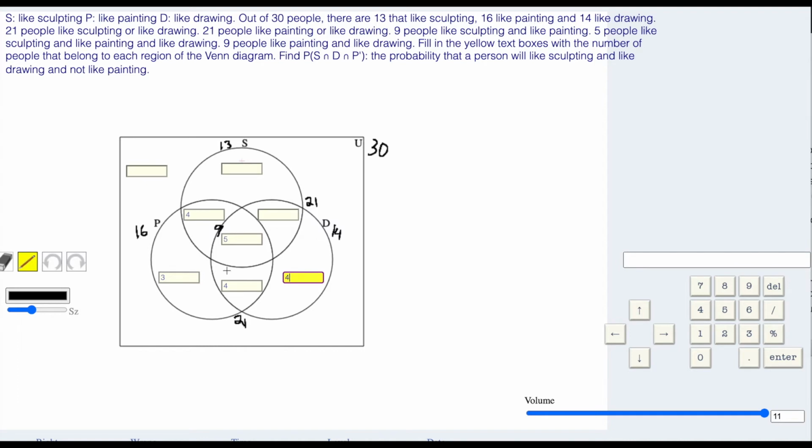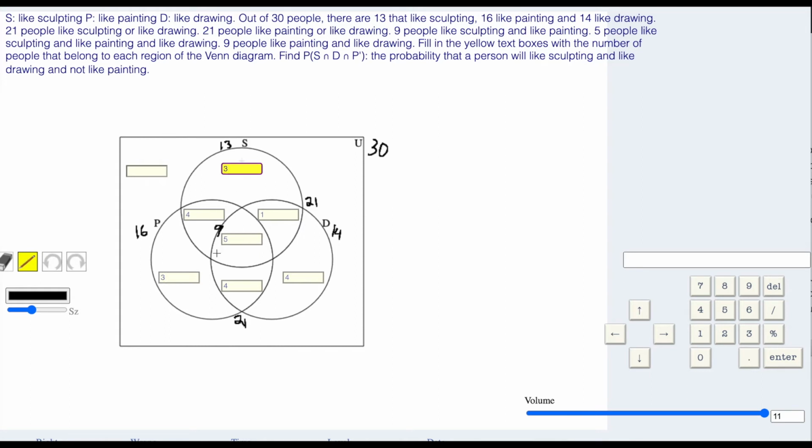I have 14 people that like drawing, and so far I have 8 plus 5 is 13. This has to be a 1. Looking in the sculpting circle, 1 plus 4 is 5, plus 5 is 10. I know I have 13 in this circle altogether, so this has to be a 3. In sculpting or drawing, these two circles taken all together, I have 21. This little region down here is 3 more, so 21 plus 3 is 24.